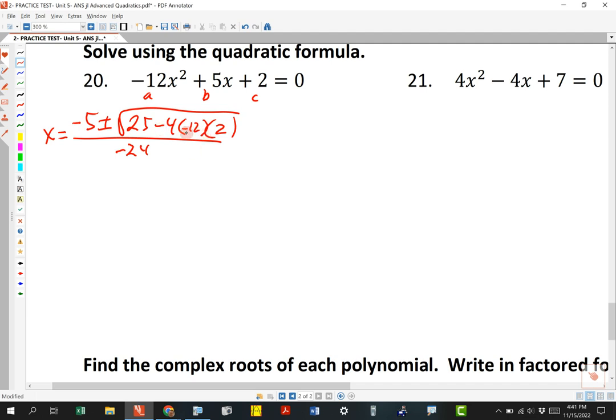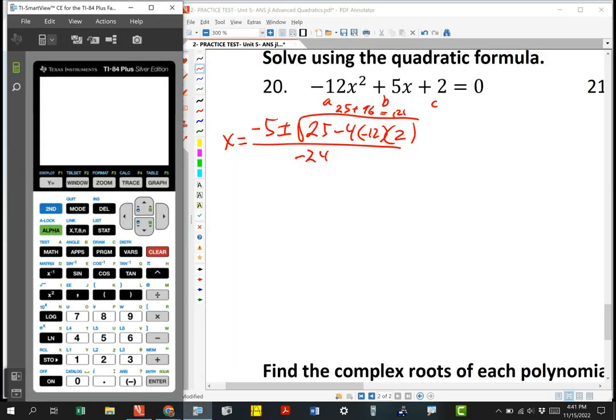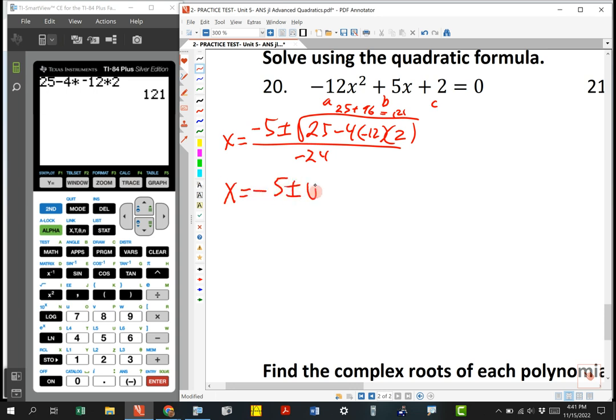So this is going to be a negative times a negative. So this is going to be 25 plus something. And that's going to be 48 times 2, that's going to be 96. Okay, so if I add those together, I think I end up with 121. But because this is a practice test and I want to make sure that I'm getting this right, I'm going to double check on my calculator. I'm going to type in 25 minus 4 times -12 times 2 and hit enter. We get 121, okay? So this is x equals -5 plus or minus the square root of 121 over -24.